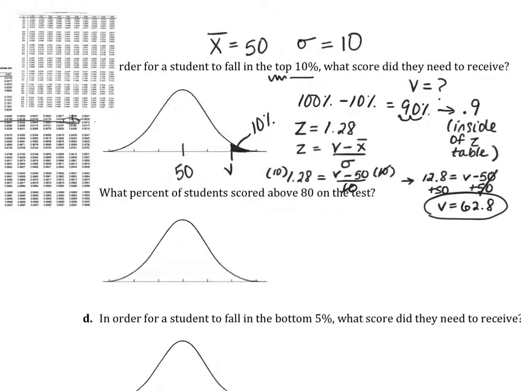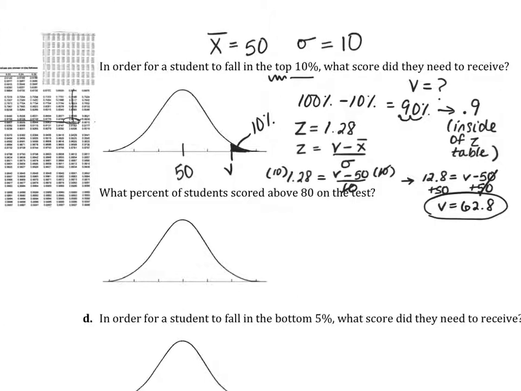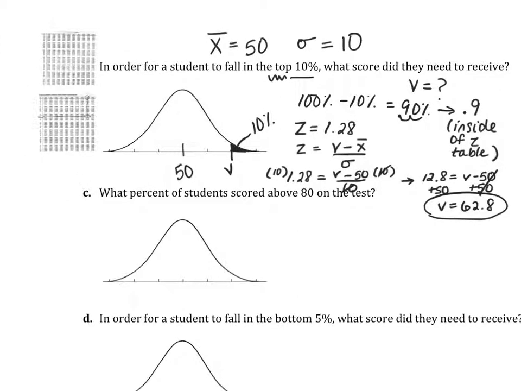All right, now let me make these Z-score tables smaller so we have room to see what we're doing. Part C is more like part A, the one that Mr. Robertson did. And so in part C, it's asking for what percent of students scored above 80 on the test. And so we're trying to find a percent. We're given the number of interest. So our number of interest, V, is 80.